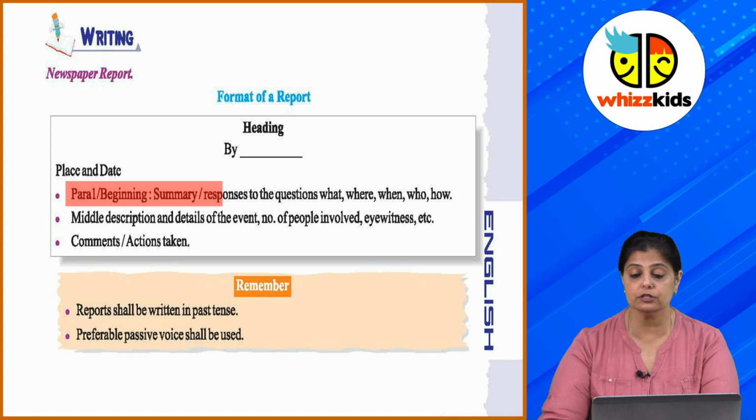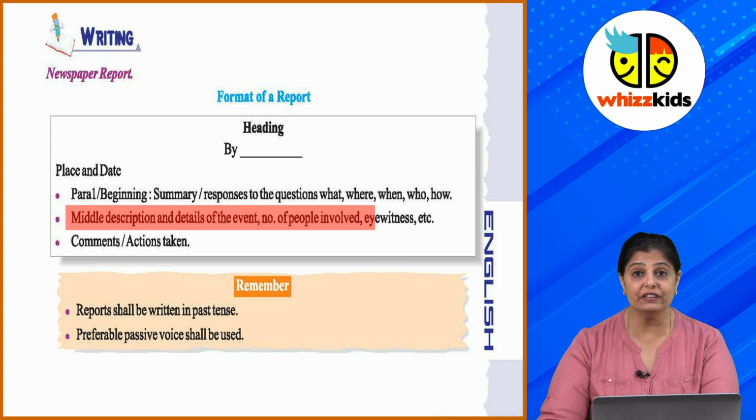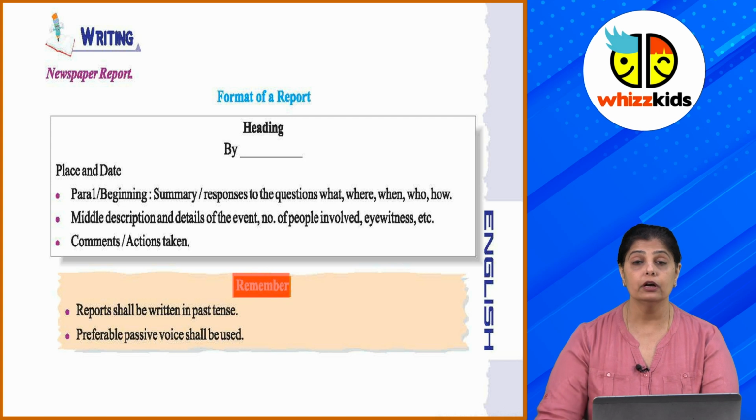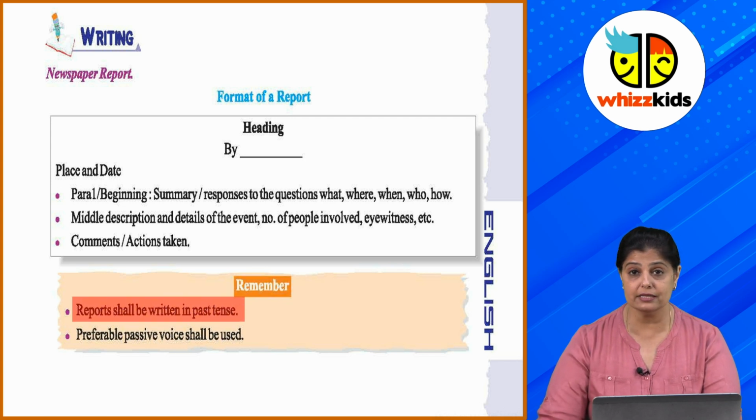Summary or responses to the questions what, where, when, who and how. Then you have to write the middle description and detail of the event, number of people who were involved, eyewitnesses, etc. And then the comments or the actions that were taken. Okay, remember, reports shall be written in past tense because the incident हो गया है उसके बारे में आप बता रहे हो तो it has to be in the past tense.